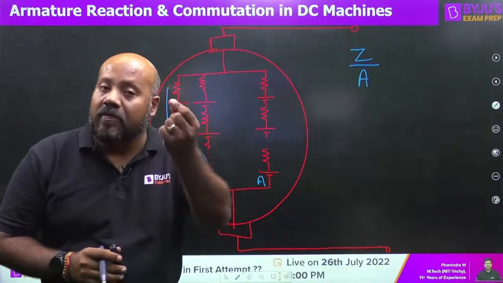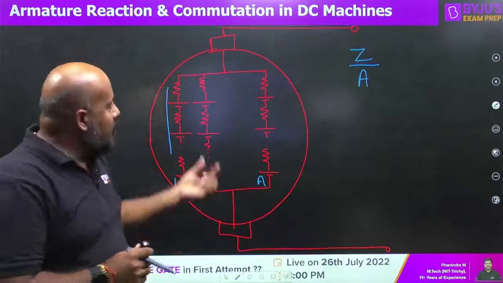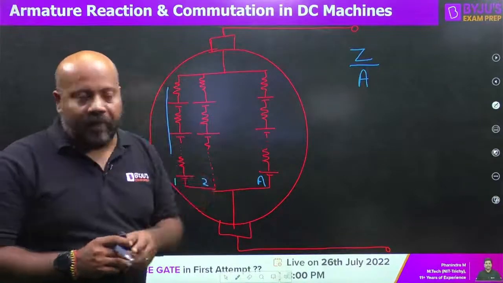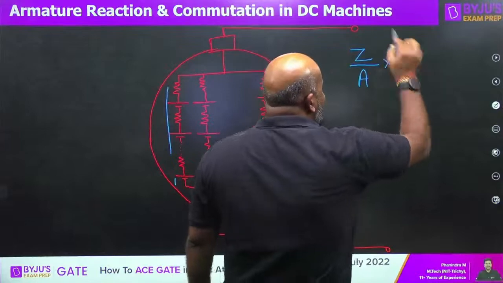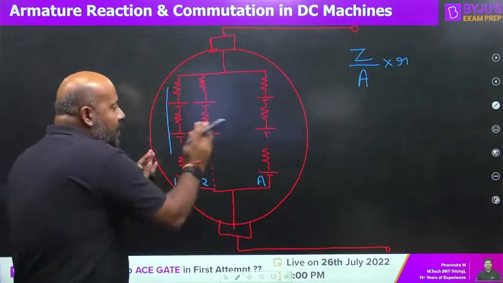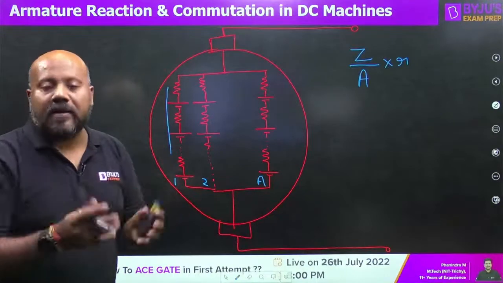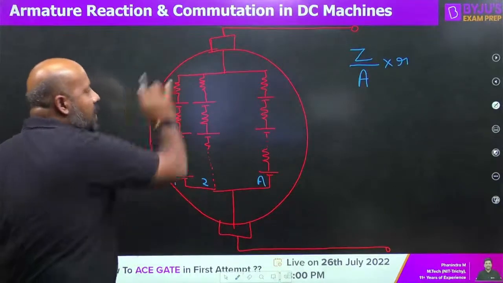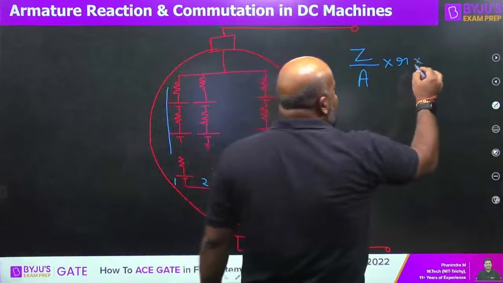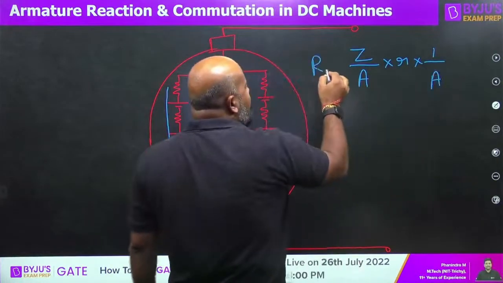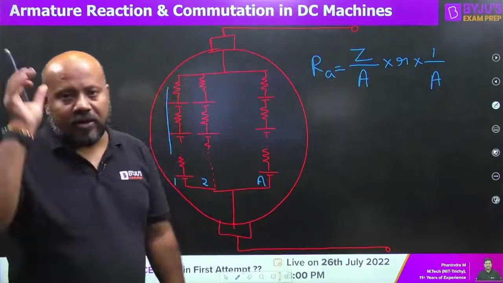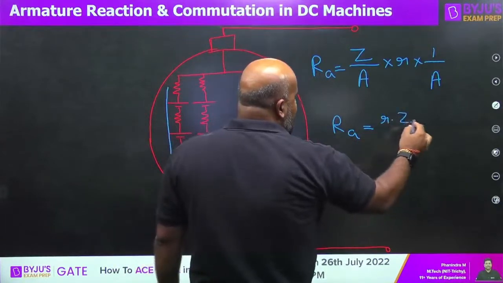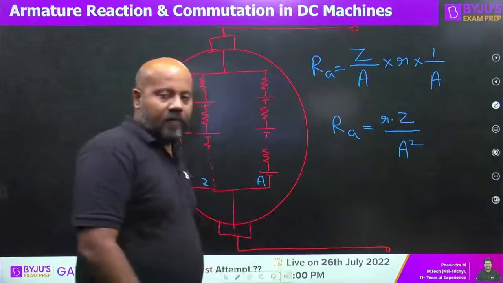And what is the resistance of one conductor? That is small r. So if there are Z divided by A conductors present in one parallel path, what is the resistance of one parallel path? That is going to be multiplied by small r. But such parallel paths we are having A in number. There are A number of parallel paths like this. So what is going to be the whole equivalent resistance for this circuit? It is divided by A. So this is how you write the armature resistance of a DC machine armature winding. If you simplify this, it is simply going to be r into Z upon A square. Is it clear?